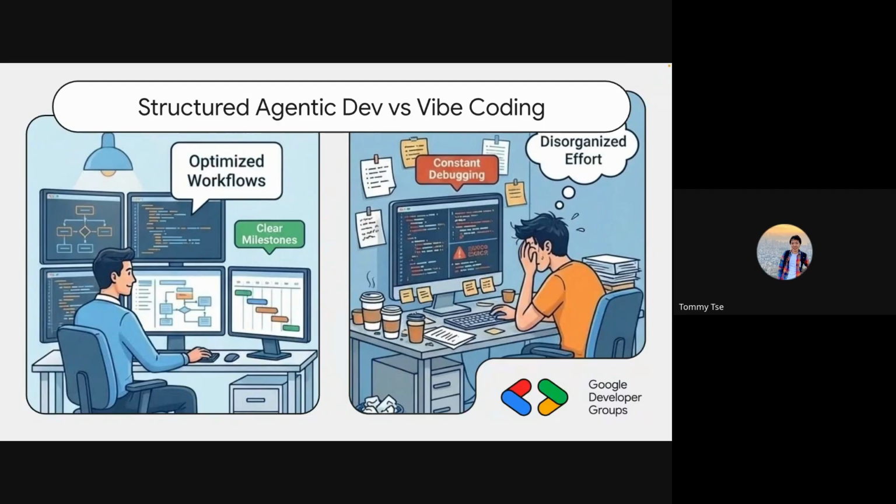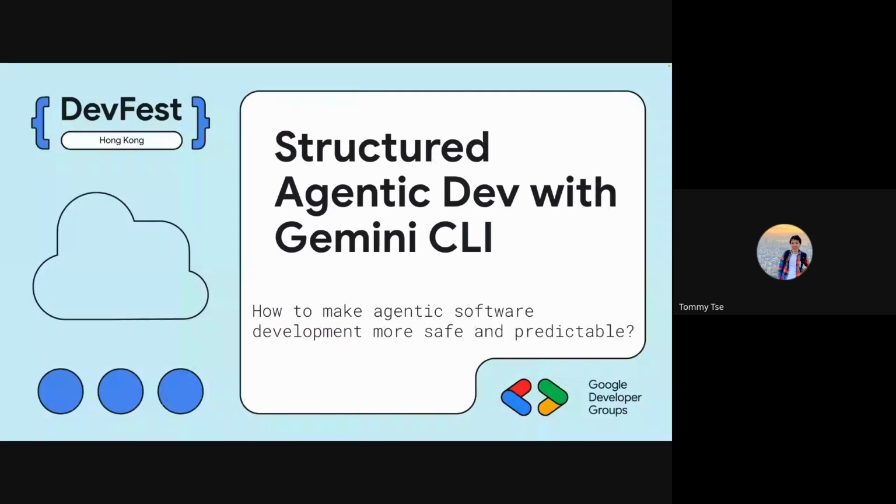With more, I call it structured agentic development, though I don't have a good word for that, the principle is to give more guidance and let the agent be more focused, and you will get a better result out of that. So now the question is how we can make agentic software development more safe and predictable. I think this is the key message I want to bring in this talk.